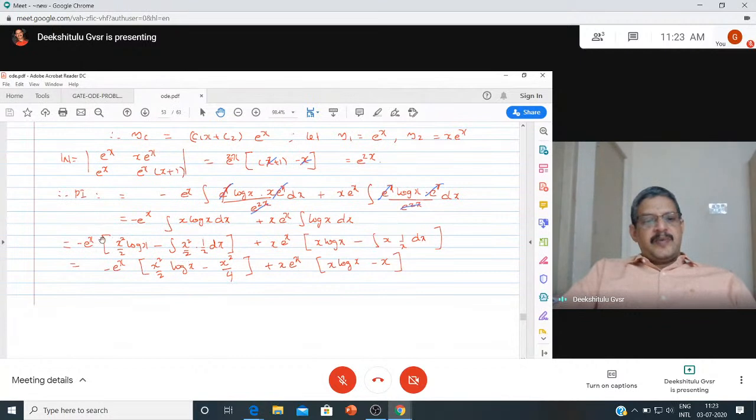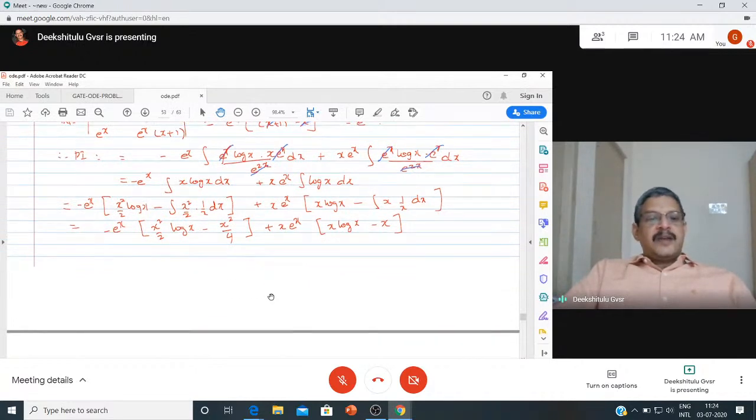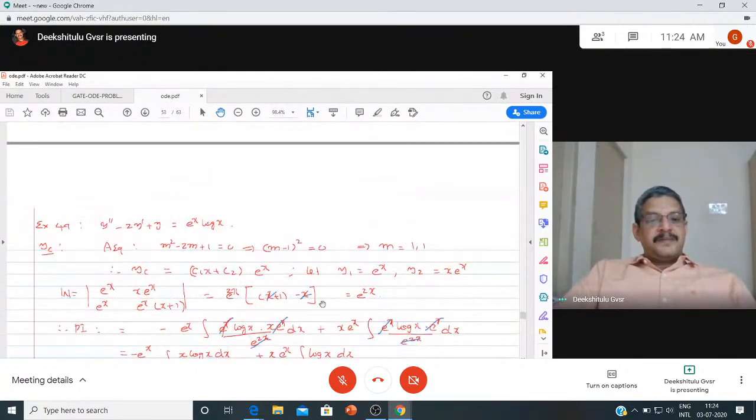So you get minus e power x into x square by 2 log x. You take the integral function and the differentiable function: minus x square by 2 log x minus integral of x square by 2 into the derivative 1 by x dx. Similarly, x e power x into log x minus integral of x into the derivative of log x, which is 1 by x, dx. So this becomes x square by 2 log x minus integral x by 2, and if you integrate that again, x square by 4, plus x e power x into (x log x minus x), where the 1 integrates to x. So this is the particular integral of the given problem.